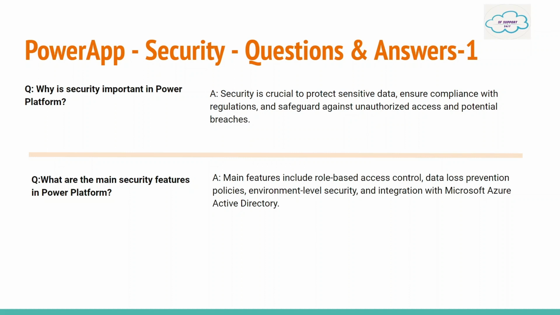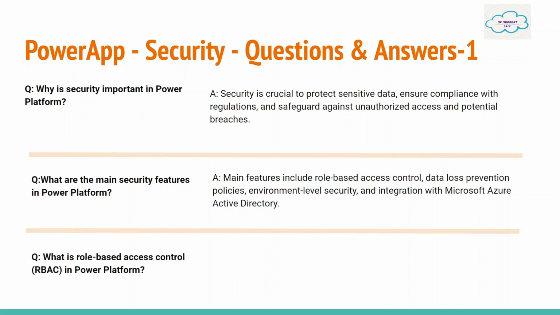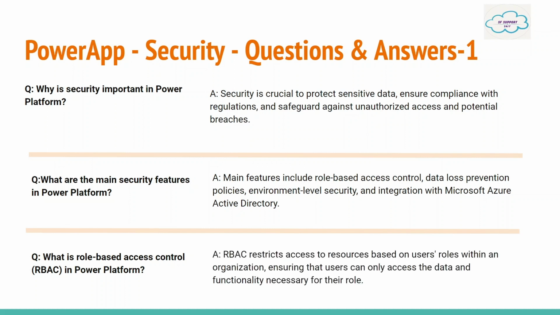Answer. The main features include RBAC, role-based access control, DLP, data loss prevention policies, environment level security, and integration with Azure Active Directory. Next question. What is RBAC in Power Platform?